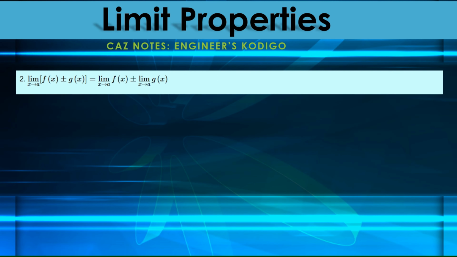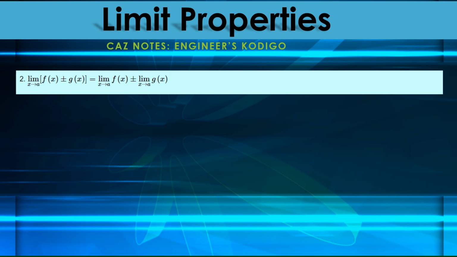Anyway, let's go to the second property of the limit. The limit of the function f of x plus or minus the function g of x as x approaches a is equal to the limit of the function f of x as x approaches a plus or minus the limit of the function g of x as x approaches a.